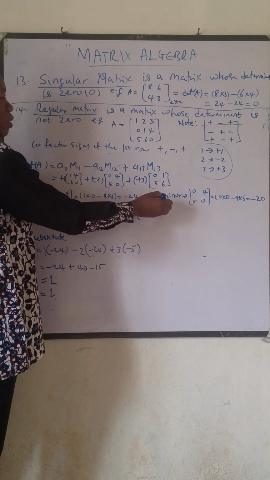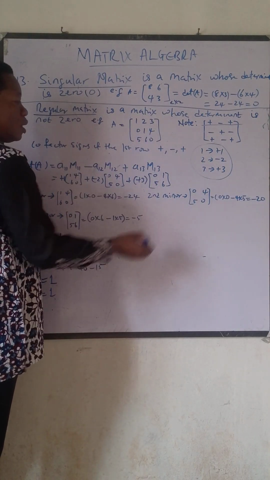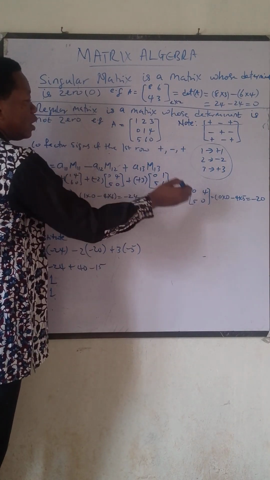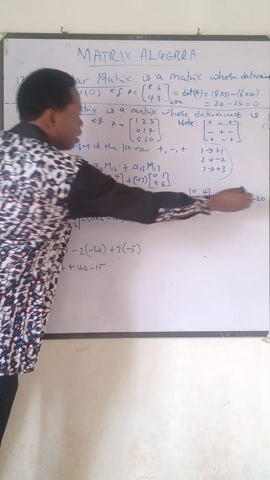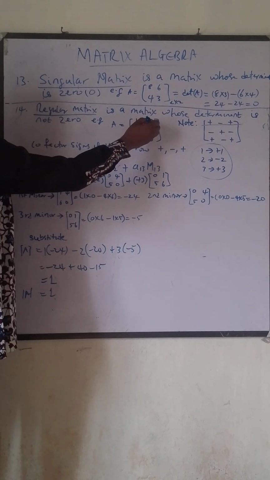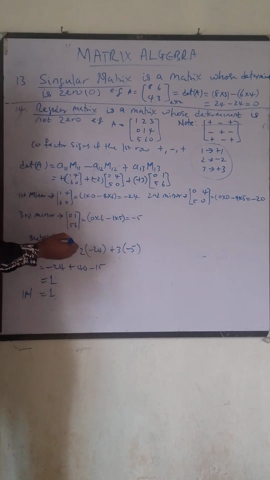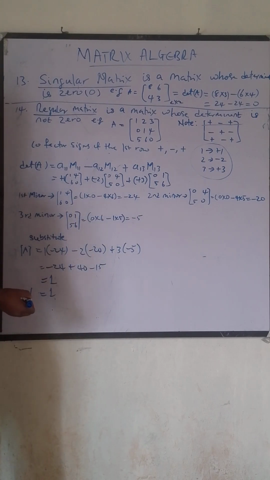What is the second minor? The second minor is this 0, 4, 5, 0. That's why you have that. So you have 0 times 0, 4 times 5, minus 20. Then you have the third minor. The third minor is 0, 1, 5, 6. Right? That is 0 times 6 minus 1 times 5. You have minus 5. Are you with me at all?